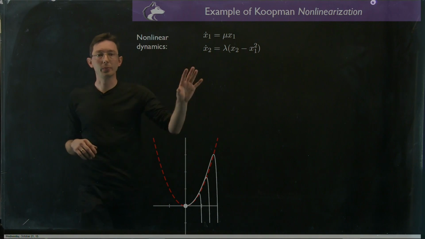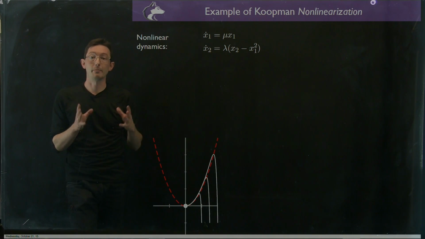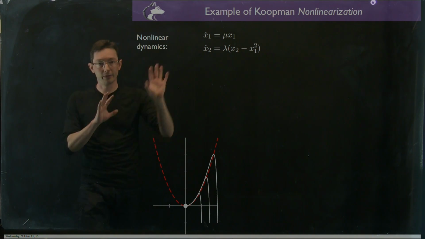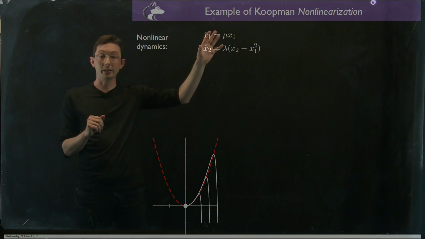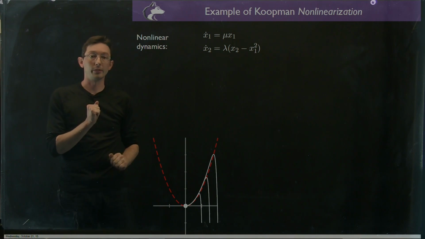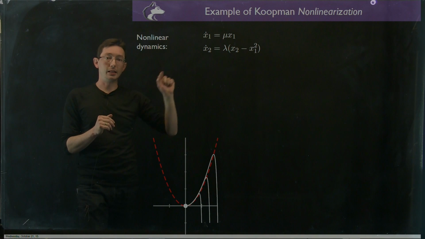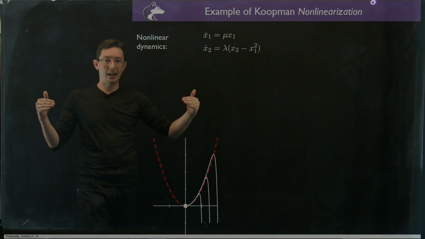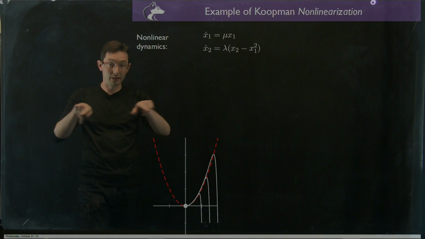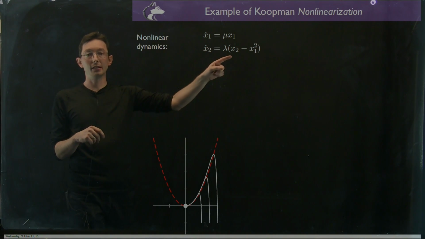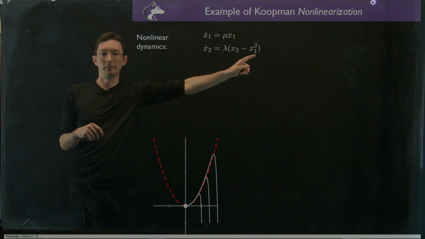Okay, so this is an example that's really great to illustrate the power of this Koopman framework. And I'll just walk you through it. We have a nonlinear differential equation in two state variables, x1 and x2. x1 dot equals mu x1 means that x1 is either attracting or repelling, depending on the sign of mu. And x2 dot equals lambda times x2 minus x1 squared.